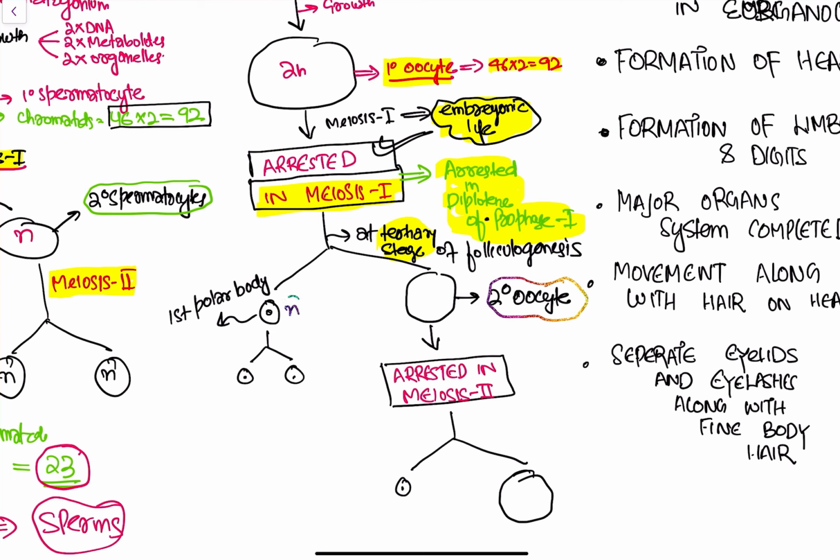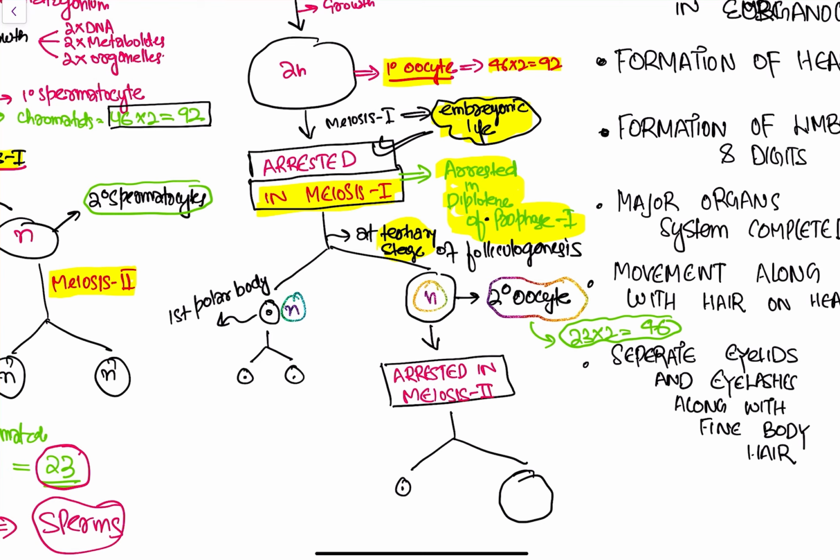These are both haploid cells, and if we count the number of chromatids, that will be equal to 23 into 2. So the number of chromatids will be 23 into 2, that is 46. Very important.